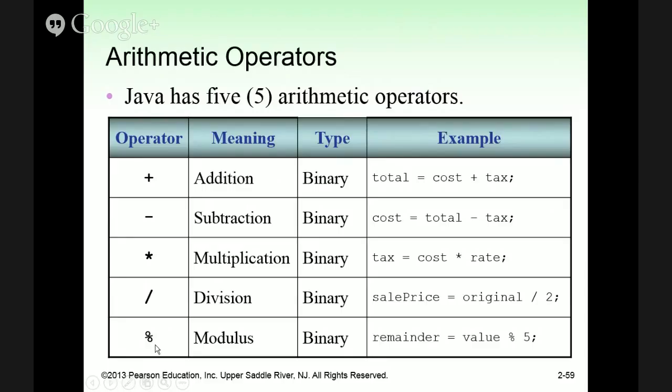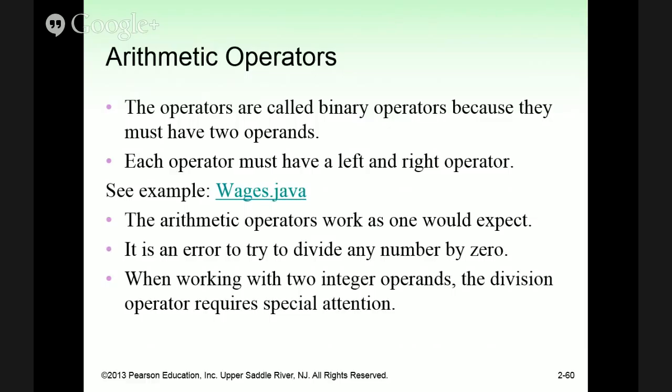Then this last symbol is probably new to you. This is the percent sign, so that would be Shift 5 on your keyboard, and it represents modulus. Modulus means that it takes the remainder of the integer division. So modulus gives you the remainder from the integer division. Let's look at some examples that use some of these.